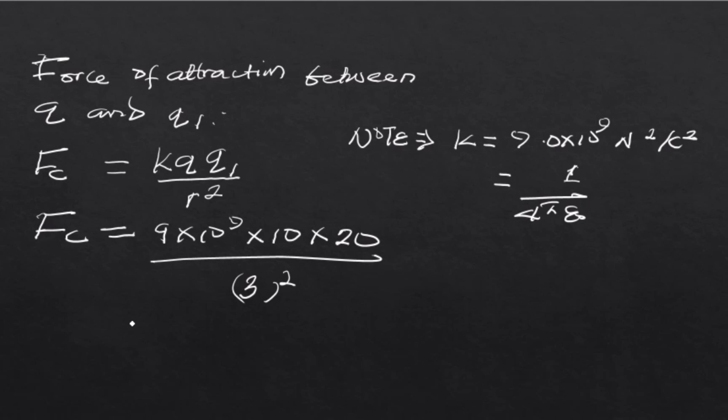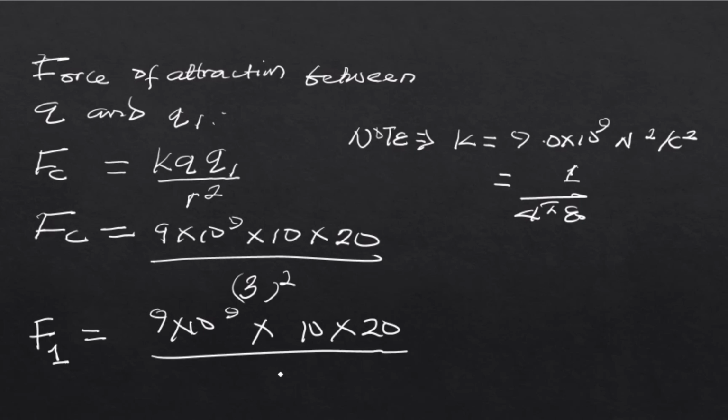So from here, if we put the whole of this together, our FC could actually be the F1, since we are dealing with this. FC is 9 times 10 raised to the power of 9 multiplied by 10 multiplied by 20 divided by 3 squared. If you evaluate this correctly, you are supposed to have 2 times 10 raised to the power of 11 Newton. So this automatically becomes our F1.